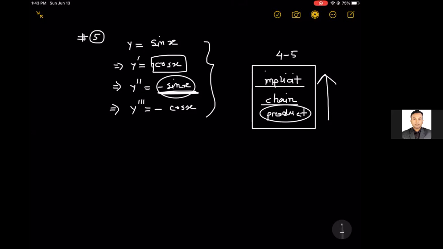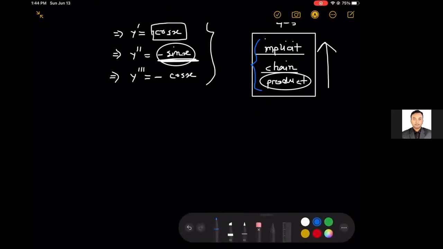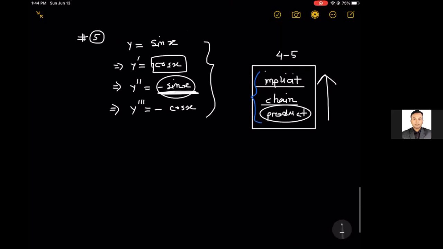Anyway, so let me show you one more problem from the implicit differentiation, and I'll pick a problem which will require you to use all these 3 methods in the same problem. So it will be an implicit function. You'll need to use the chain rule, and in between you will see you need to use the product rule as well. So let me show a problem like this, and hopefully it will be helpful.